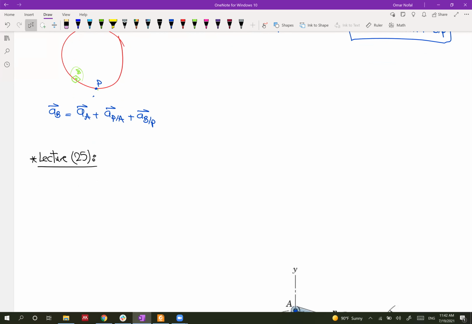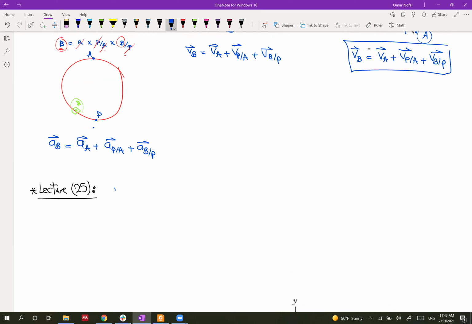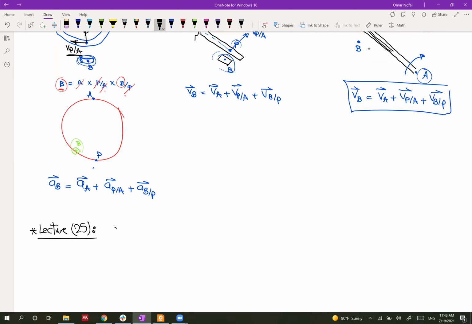Welcome back, everyone. So today we were going to do some applications on the relative motions of rigid body, and we started this topic last time. Here, lecture number 5, relative motion, and we will be doing some application on acceleration.